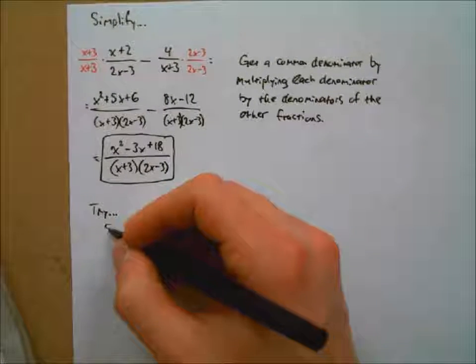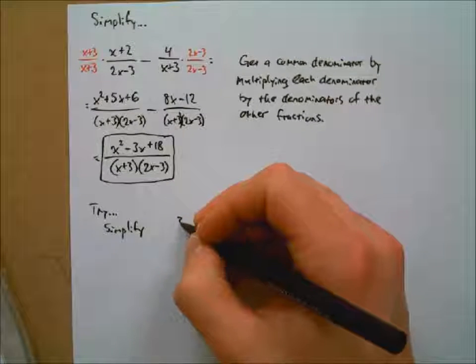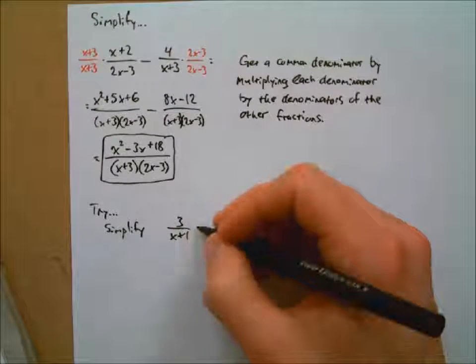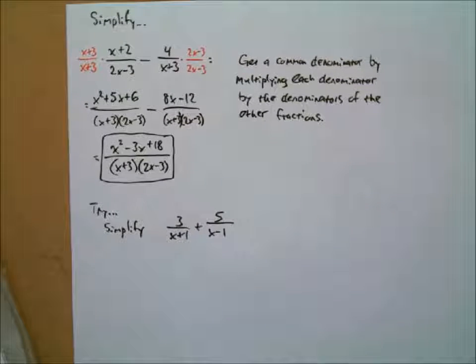Simplify 3 over x plus 1 plus 5 over x minus 1. Okay, go ahead and simplify that.